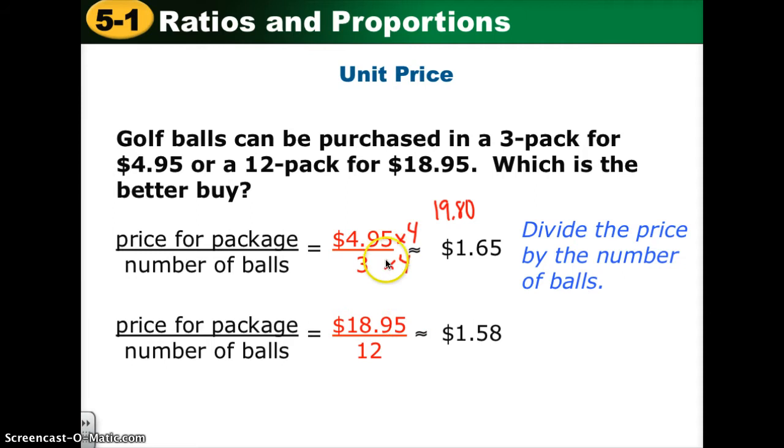But unit price always works by dividing it down to 1 so that you know you have an equal comparison. So either way that we look at it, the 12-pack would be our better deal.